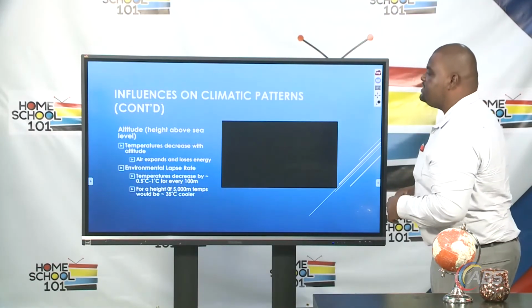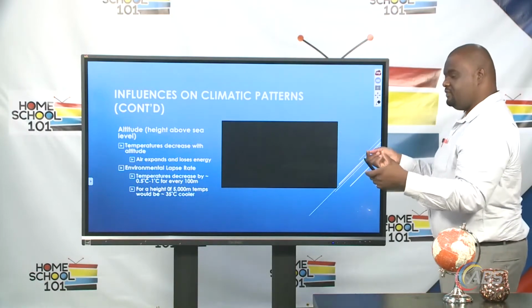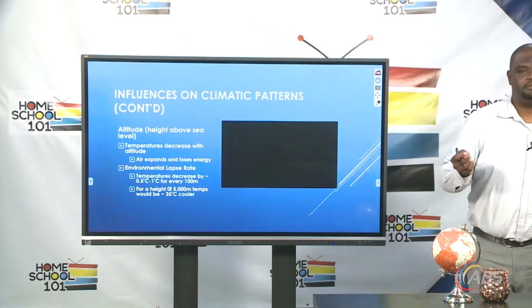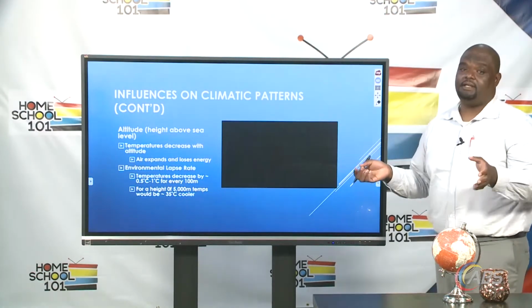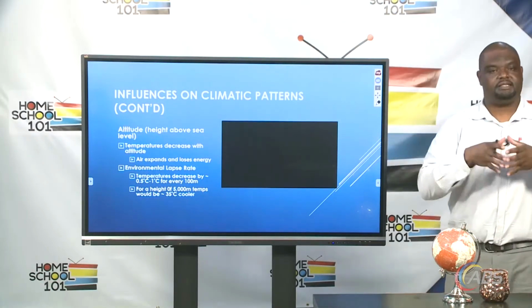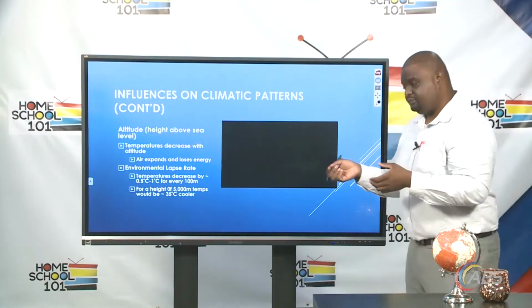So, other influences on climatic patterns. So we have altitude or the height above sea level. Those of us who are familiar with John Hughes and Fig Tree Drive, you notice, most likely, that the temperature in town is typically noticeably hotter than would be the case in John Hughes and Fig Tree Drive and so on.